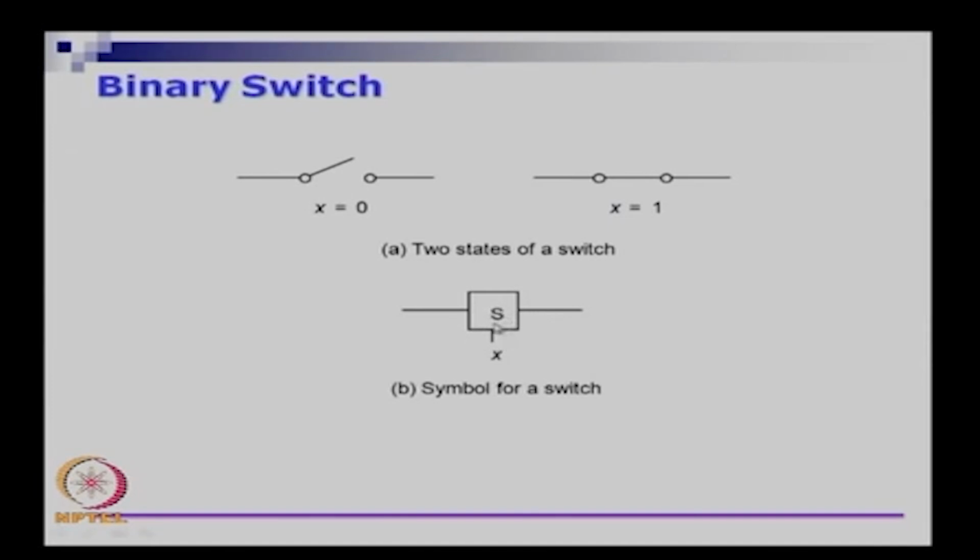So we will put a symbol S inside and a control kind of thing called X. So when X is 0, the circuit is open, and when X is 1, we will say that the switch is in the closed position. So we will use these symbols for a while. This is a binary switch, which means it can take only two positions. It can be either like this or it can be like this.